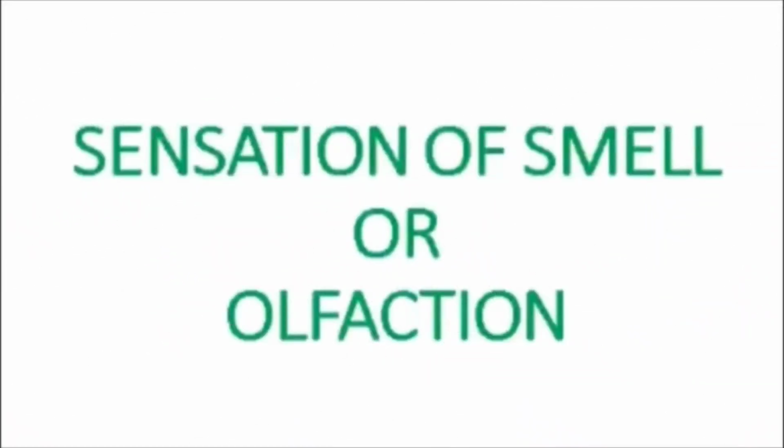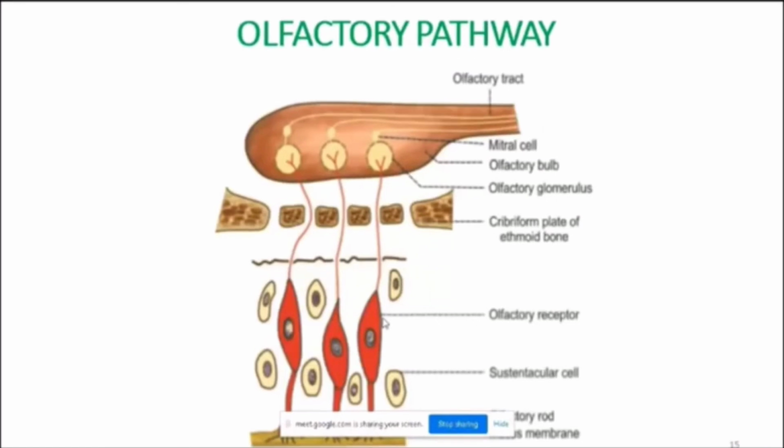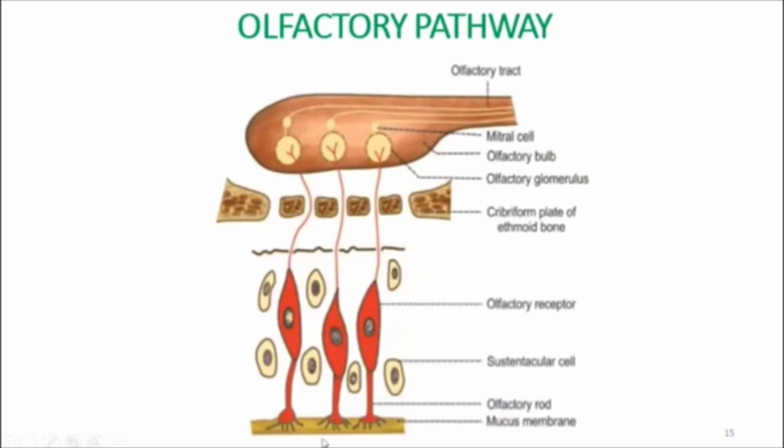For olfaction, we need to have olfactory receptors. They are the receptors situated in the olfactory mucous membrane that lines the upper part of the nostril. So this is the diagram. The red part is the olfactory receptor. The yellow is the mucous membrane, the olfactory mucous membrane.